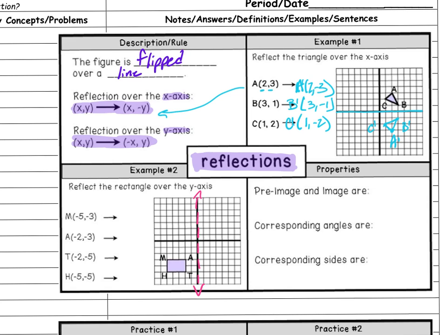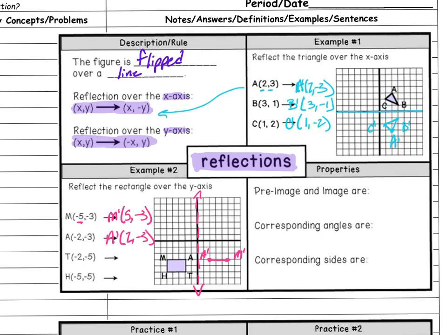So I'm going to start with M, and I want to find M prime. And M prime is, how far away is it from my axis? Well, I know it's negative. I can look. I don't even have to count. It's -5 away from my mirror, which means it's going to be 5 away from my mirror on the other side. So 1, 2, 3, 4, 5. So this should be M prime, and that is (5, -3). And then A prime is, how far away from my mirror is it? Well, it's 2, so it should be 2 away here. A prime should be (2, -3).